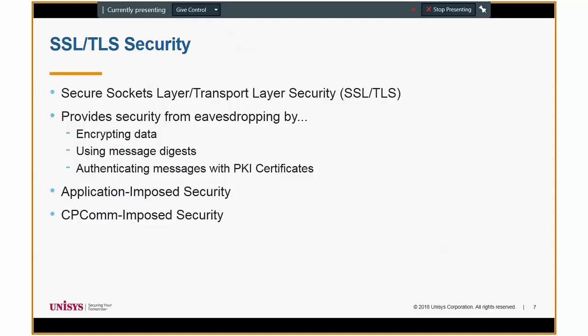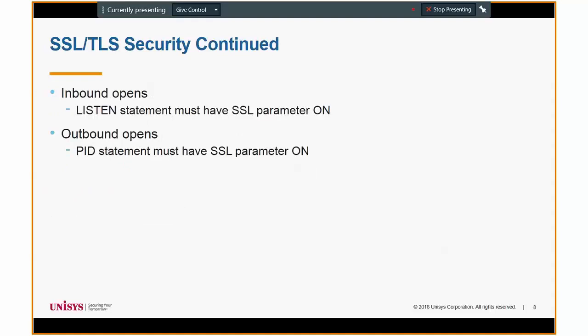Previously, the only way to utilize SSL TLS security in OS 2200 networking was through application imposed security or CPCOM imposed security. So this feature allows the user a little bit more freedom with security. It allows users to configure listen statements with an SSL parameter for inbound opens to be secured, as well as to configure the PID statement to secure outbound opens.